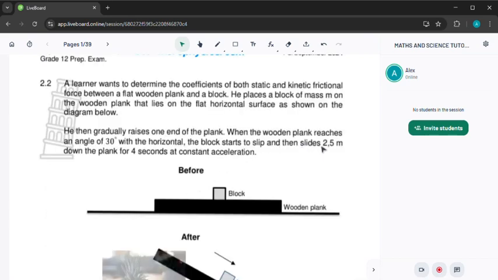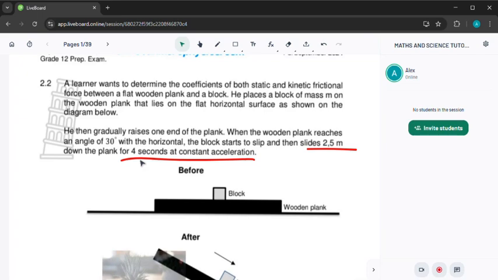Okay, so we have a distance here. We have a displacement of 2.5 meters down the plank for 4 seconds, right? And a constant acceleration, yes. So now how can we try to calculate acceleration? We have a distance and a constant acceleration, right? So how can we try to find the acceleration?